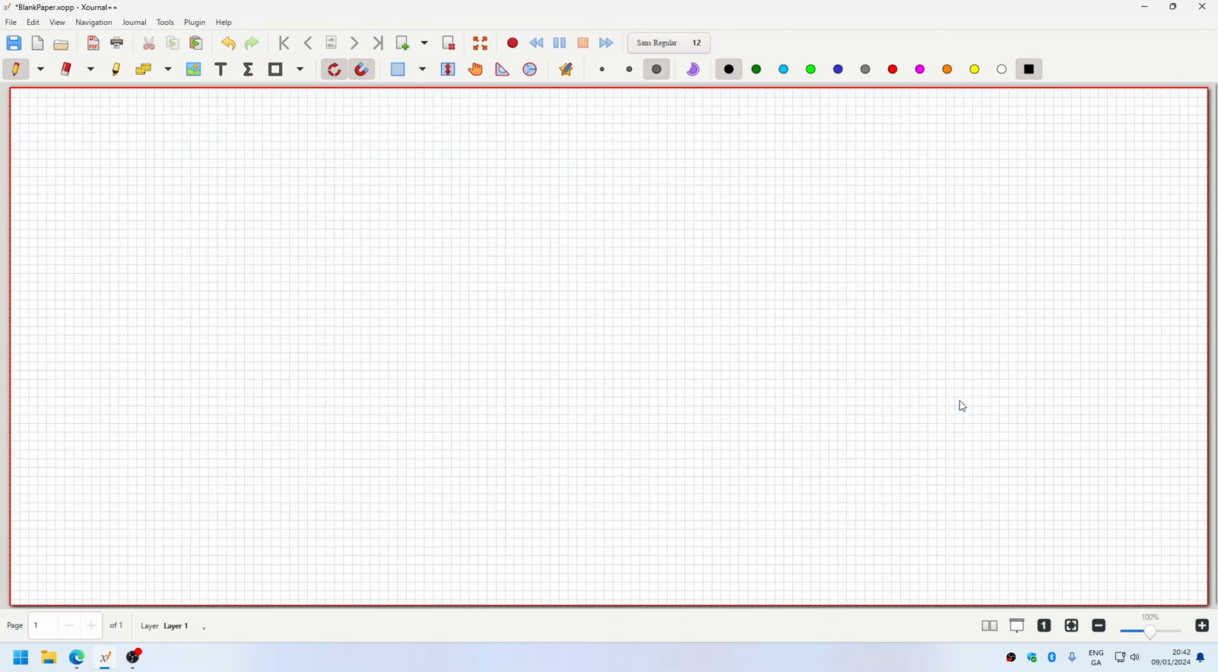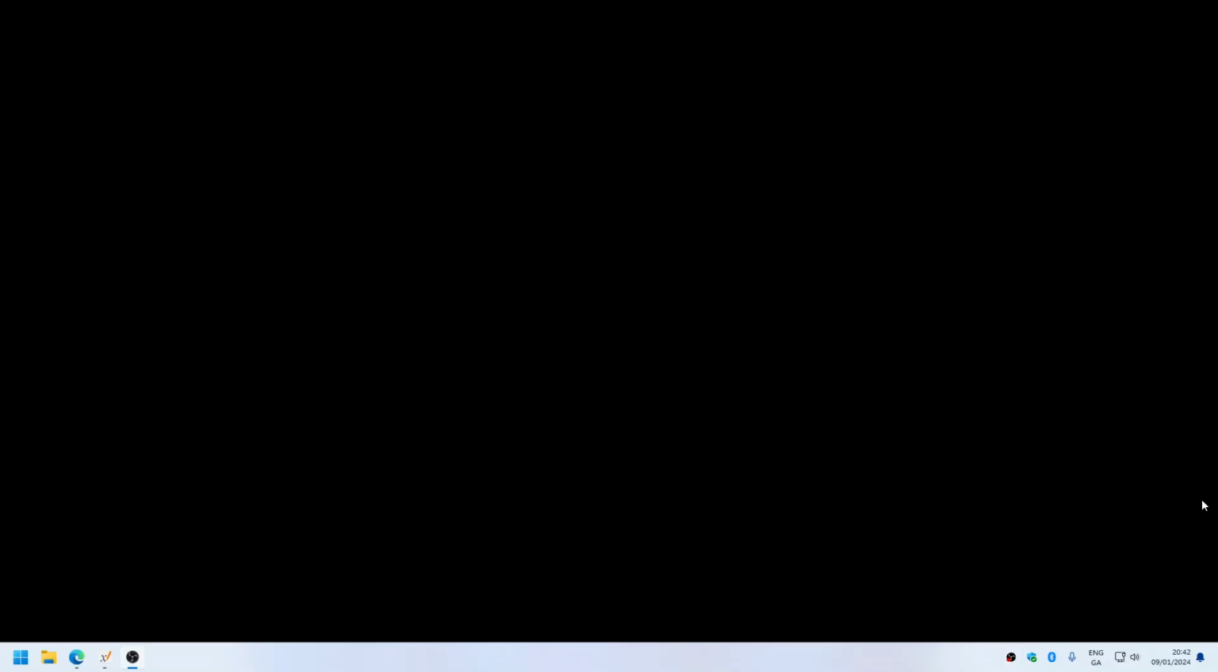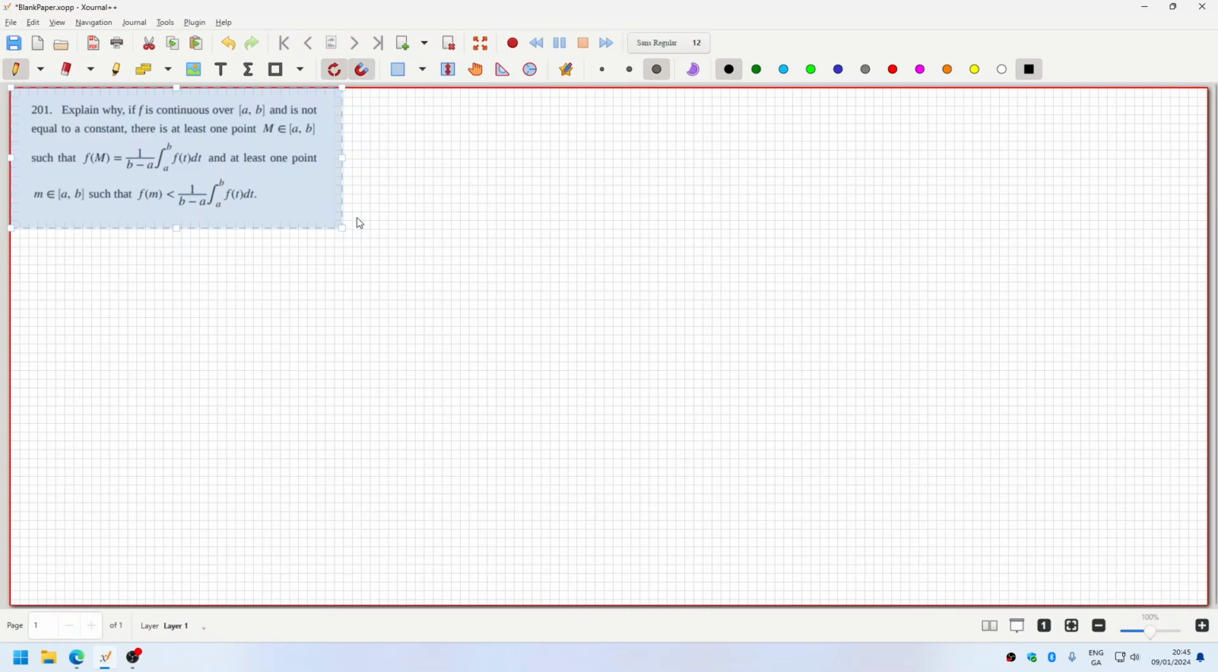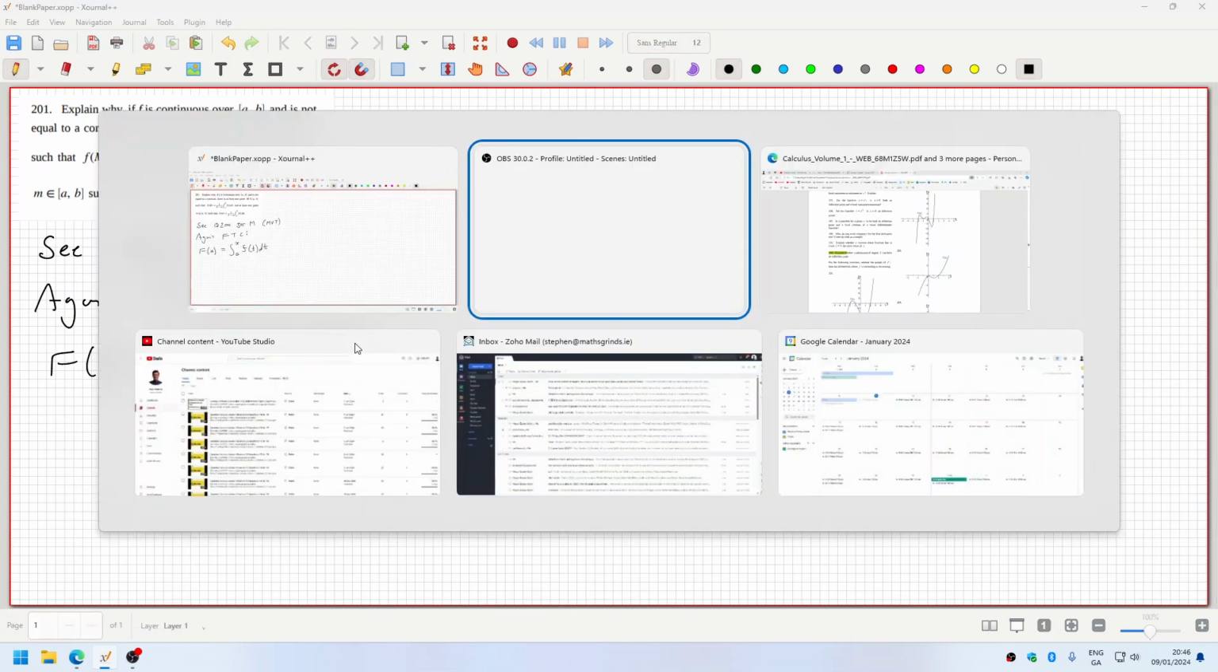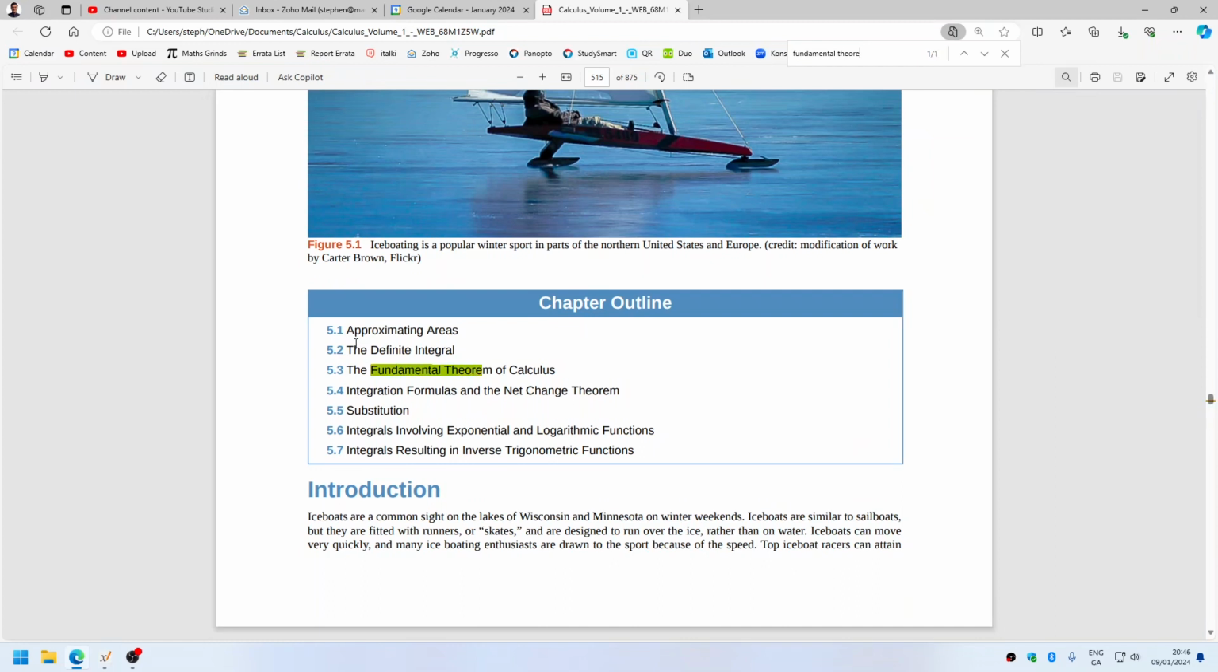Okay, now the next one here. Oh no, sorry, that's the same one again, isn't it? Oh yeah, here now. It's similar to the first part. For why the M exists, you want to see question 200. Basically, it's the mean value theorem. Now, just like last time, using the fundamental theorem of calculus, you could define the function F of x as the integral from a to x of f(t) dt.